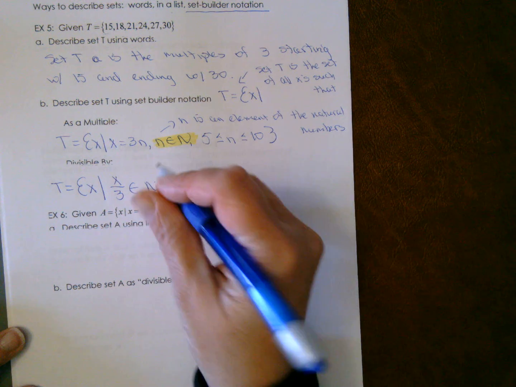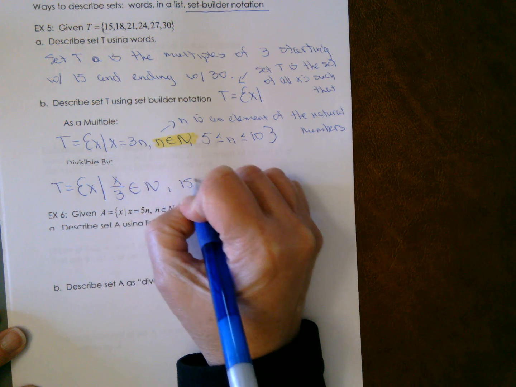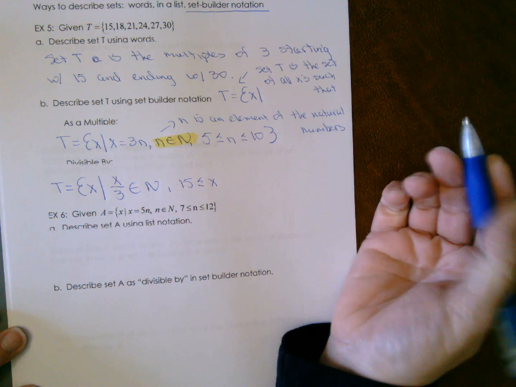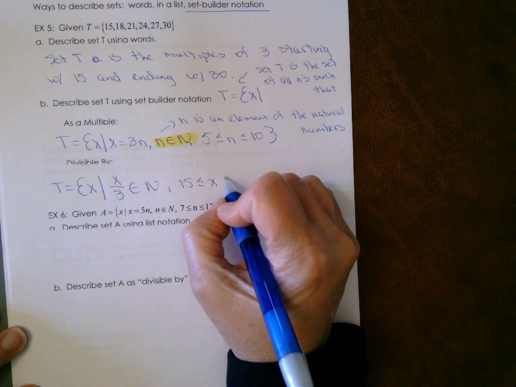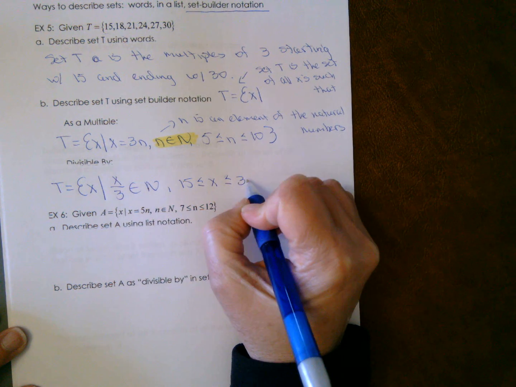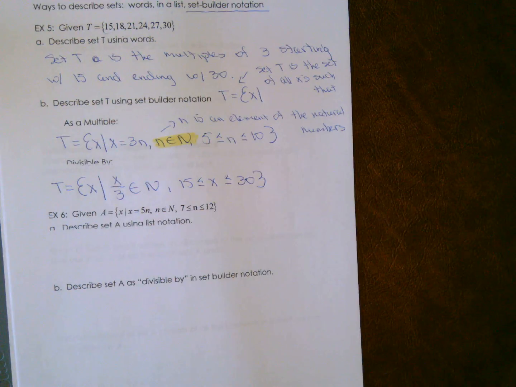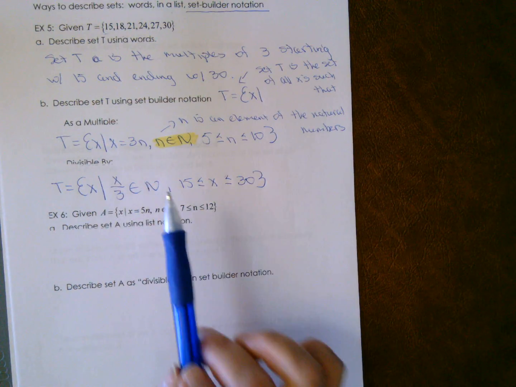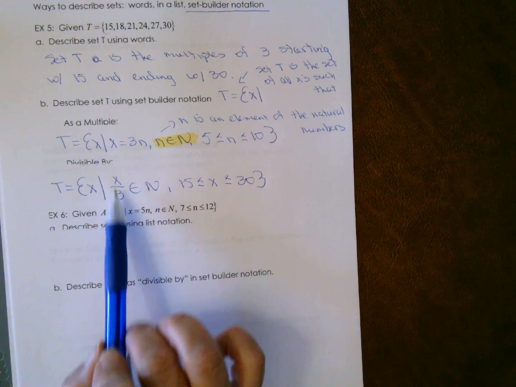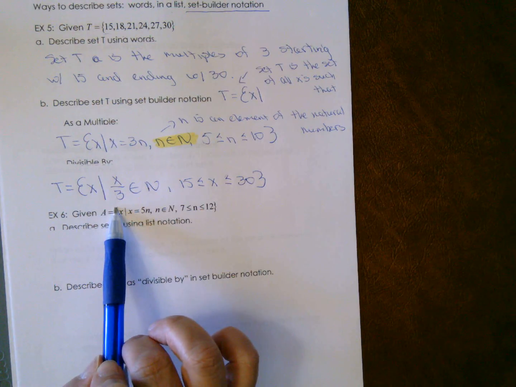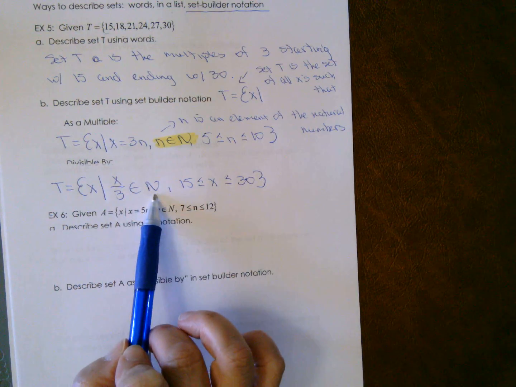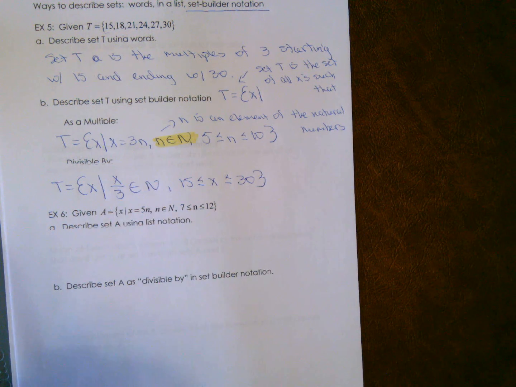So the numbers I have to check to see if they're divisible by 3 start with 15. Notice x is in the formula this time, so I'm going to put x in the middle, and it ends with 30. So the way this works is I'm going to first start with 15. So 15 divided by 3 is 5. 5 is a natural number, so 15 is divisible by 3, so 15 belongs in the set.